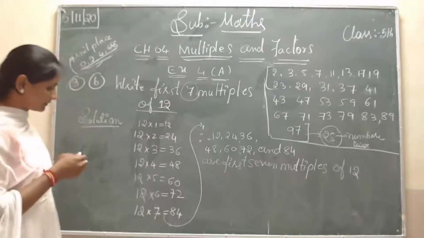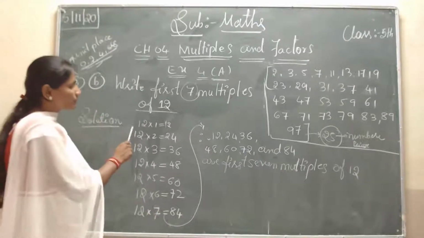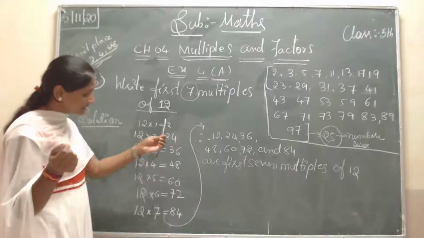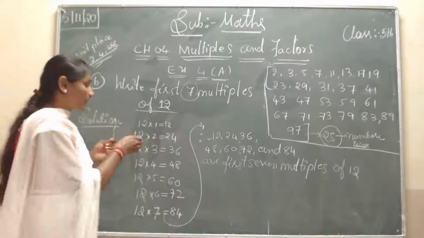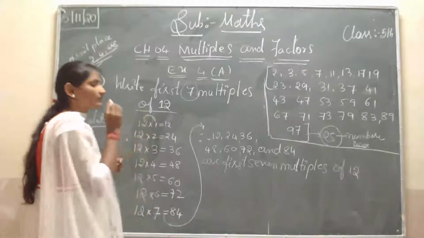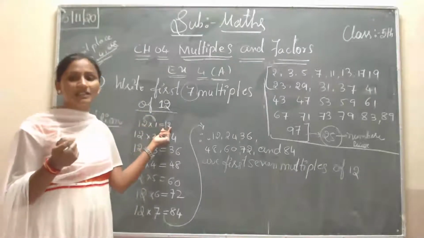Sorry, students, that is okay. 12 ones are 12, 12 twos are 24, 12 threes are 36. So I have written that. This is the factors, and this is the multiples.